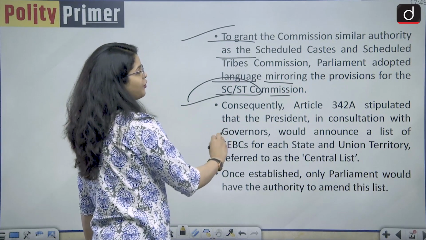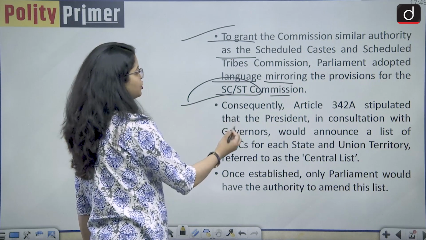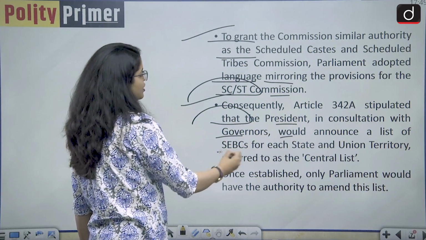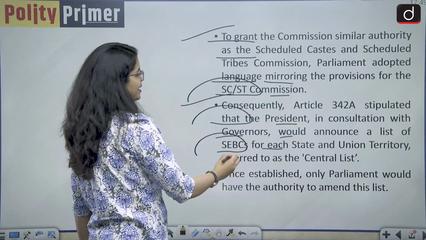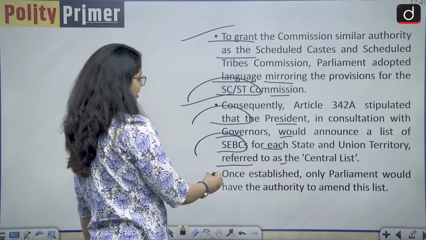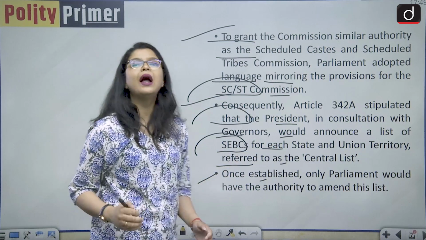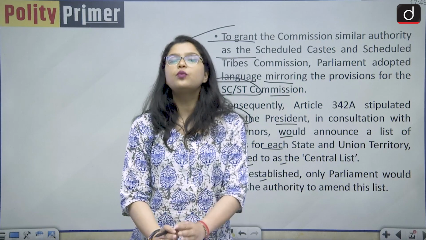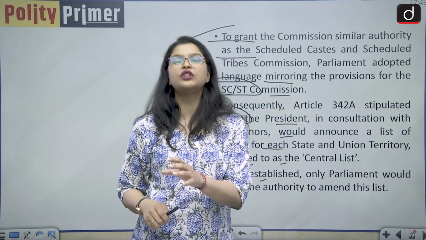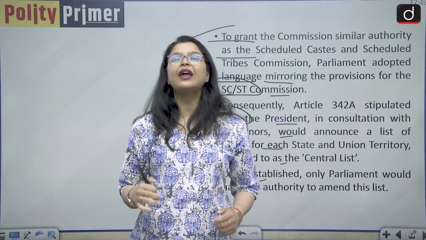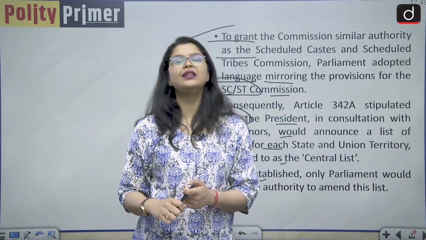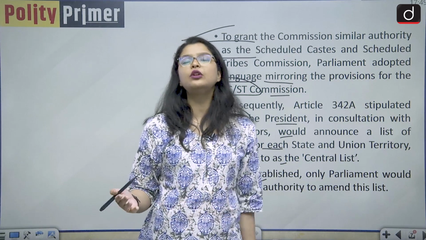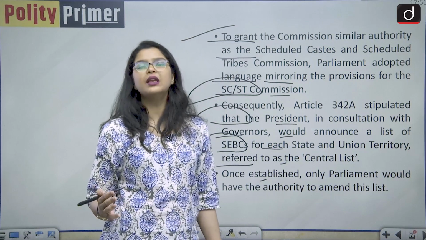Consequently, Article 342A of our Indian Constitution stipulated that the President, in consultation with the governors, would announce a list of the SEBCs for each state and union territory, referred to as the central list, and once established, only Parliament would be able to amend this central list. That is why the Supreme Court, heavily relying on this provision, stated that the states do not have any power to identify the SEBCs, or the socially and educationally backward classes, after the enactment of the 102nd Constitutional Amendment Act.